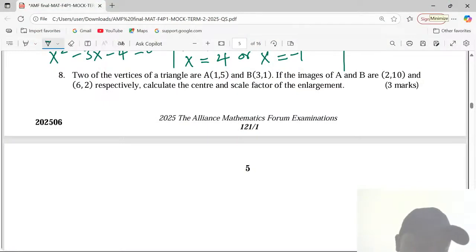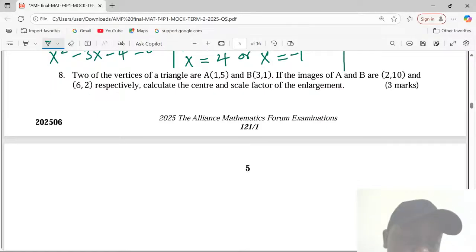Number 8. I hope you are now ready for this. Two of the vertices of a triangle are A(1, 5) and B(3, 1). The images of A and B are (2, 10) and (6, 2) respectively. Calculate the center and scale factor of the enlargement.